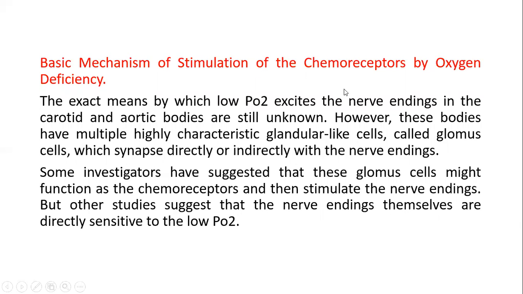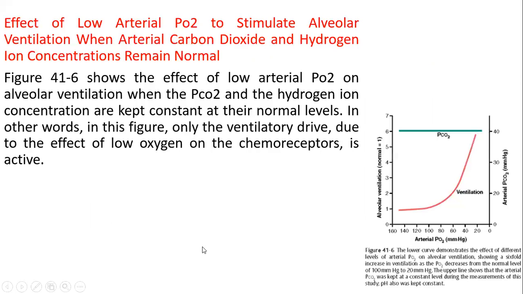Basic mechanism of stimulation of the chemoreceptors by oxygen deficiency. The exact mechanism by which low PO2 excites the nerve endings in the carotid and aortic bodies is still unknown. However, these bodies have multiple highly characteristic glandular-like cells called glomus cells, which synapse directly or indirectly with the nerve endings. Some investigators have suggested that these glomus cells might function as the chemoreceptors and then stimulate the nerve endings, but other studies suggest that the nerve endings themselves are directly sensitive to the low PO2.